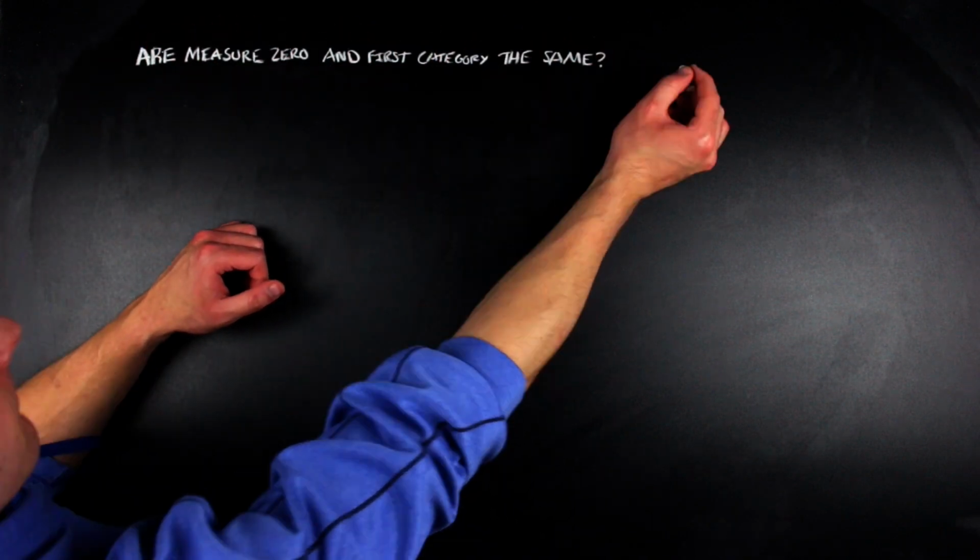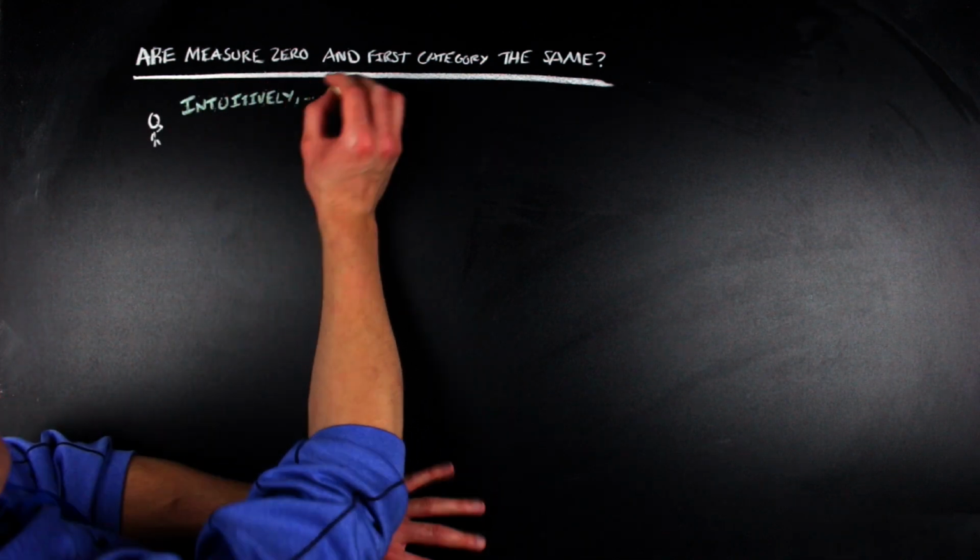So the question to ask is: are measure zero and being of first category the same thing? So even though the only example I gave of both a measure zero set and a set of first category was a singleton, your intuition should still be that no, they're not the same.